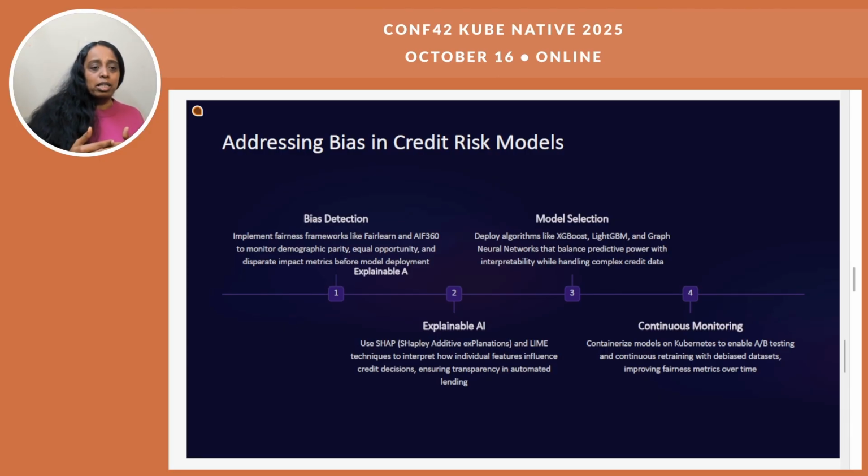Reducing the bias is essentially important to ensure fairness while also ensuring that you are able to assess the risk accurately. It is also important to be able to explain how a risk is determined to be compliant with regulations and ensure transparency and accountability.